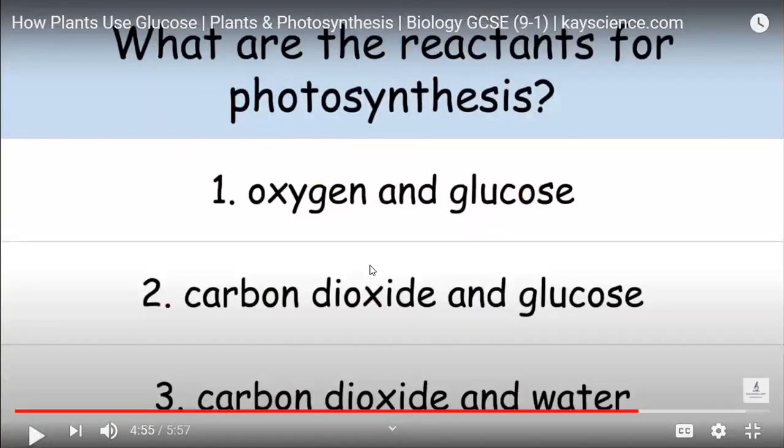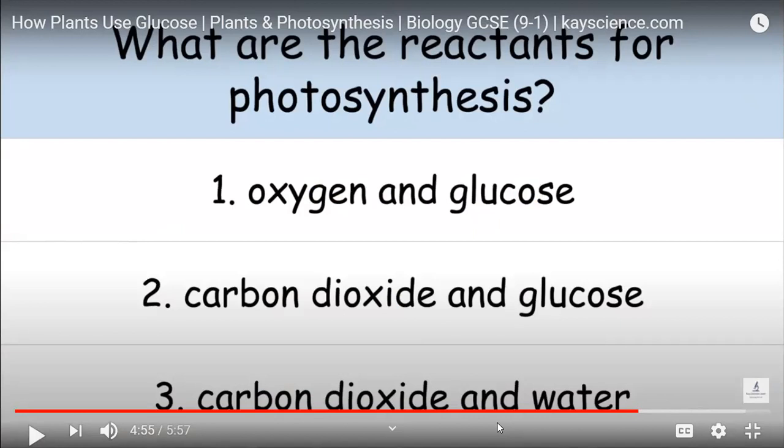All right, let's see. What are the reactants for photosynthesis? This is one of the first questions. I hope everybody can answer this right now. Yes, boys, the chat option is open. Is it 1, 2, or 3? What are the reactants? The reactants means the ones which are going to react to do the photosynthesis. What are the starting points?